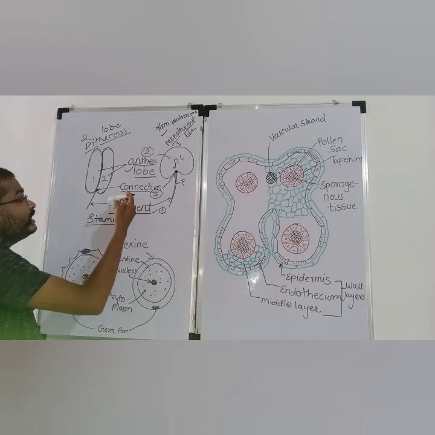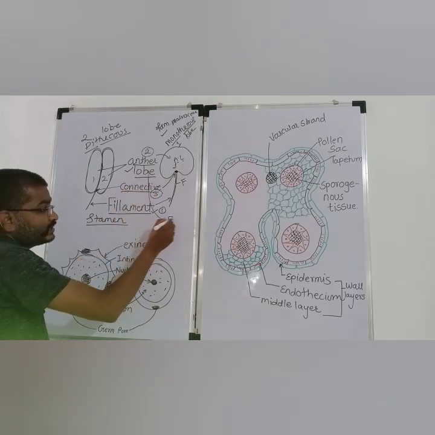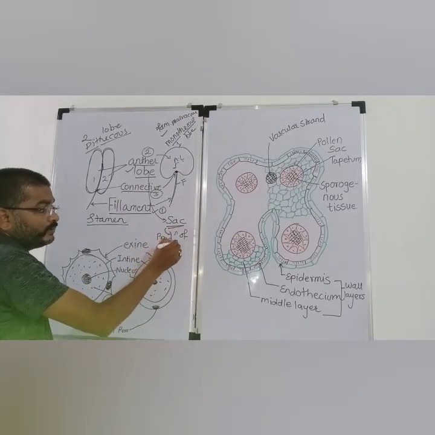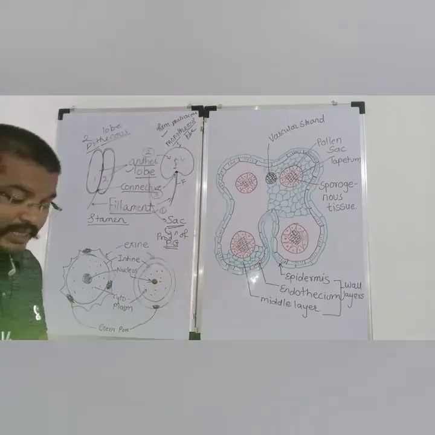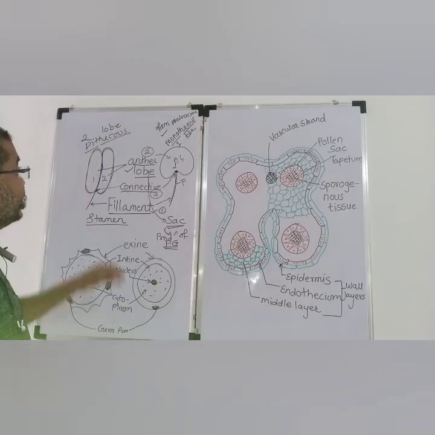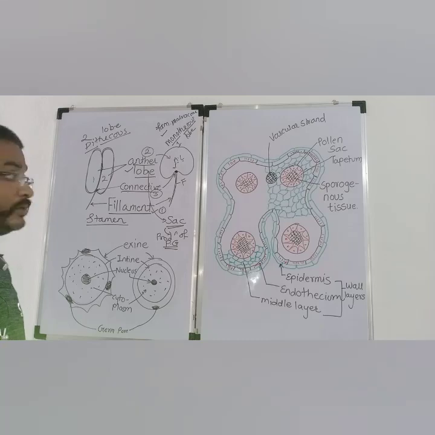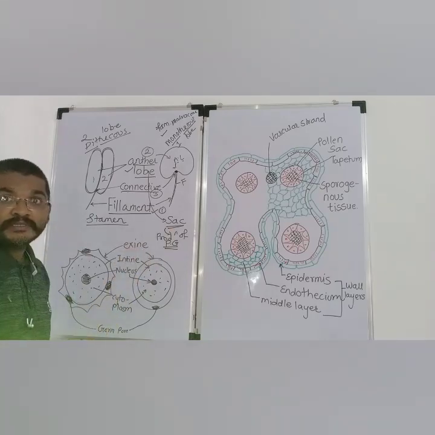So what is the role of the anther? Anthers are the sacs mainly concerned with the production of pollen grains and microspores. Where are the pollen grains going to be produced? They are produced inside the anther lobe. So this is about the structure of the stamen.